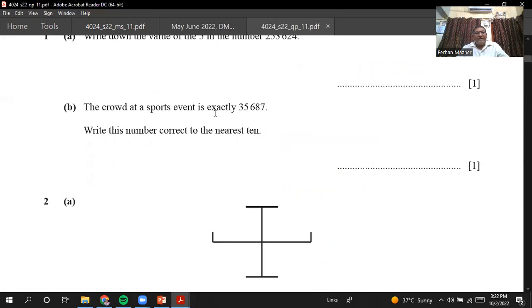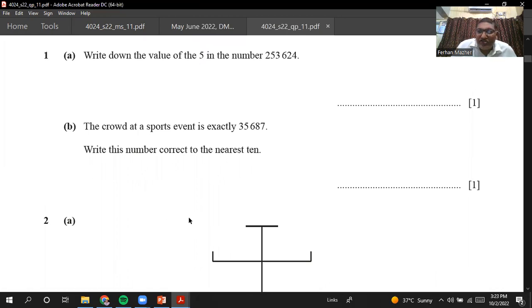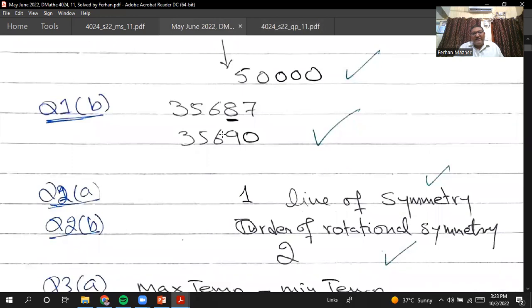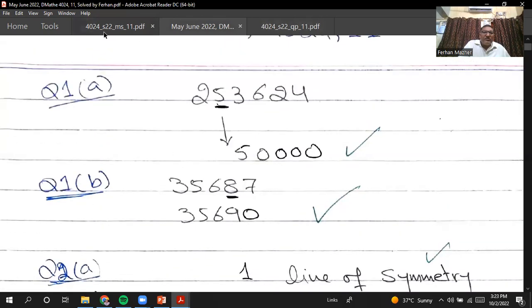Okay, next one. The crowd at a sports event is exactly 35,687. Write the number correct to the nearest 10. If you want to write to the nearest 10, this is the 10, and before it we have 7. When you round it off, it will become 90, so it will become 35,690. So this is how you will do question number 1.